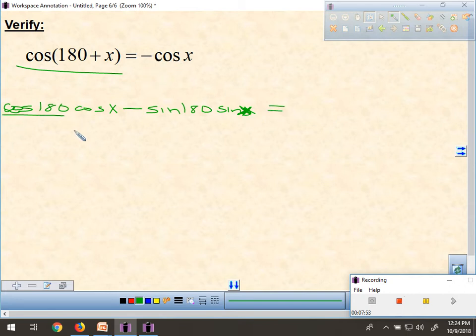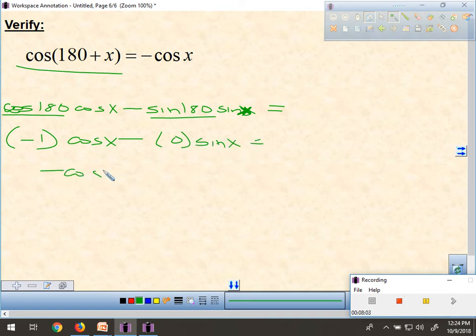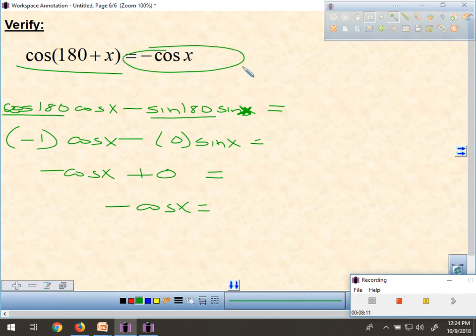Well, cosine of 180, if you remember, is on the line, and that is negative 1. Sine of 180 is also on the line, and that's equal to 0. And so negative 1 times cosine is negative cosine of x. 0 times sine is just 0. And then negative cosine x plus 0 is just negative cosine of x, which is what I wanted to prove to begin with. So that works out good.